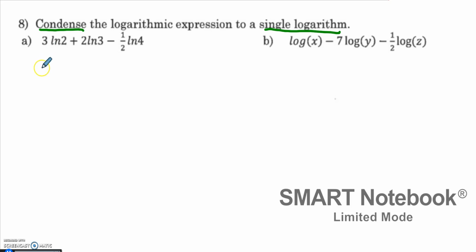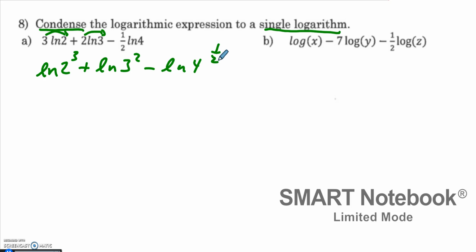So if I was looking at part A, the first thing I would do is move the 3 up as an exponent. I would move the 2 up as an exponent as well. And I would also move the 1/2 up as an exponent. And what we can do is simplify this a little bit, because 2 to the 3rd is really 8. So this is ln of 8 plus ln of 3 squared, 9, minus ln of 4 to the 1/2. Remember, to the 1/2 means square root. So we're really thinking square root of 4, which is really 2.